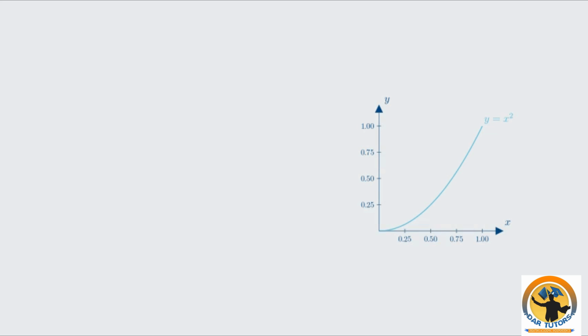Let's try a different rectangle. What if we use the height at the right endpoint x equals 1? This rectangle has a width of 1 and a height of f of 1, which is 1 squared, or 1. Its area is 1 times 1, which is 1. This is clearly an overestimate, as it includes a large area above the curve. So we know the area A is somewhere between 0 and 1. That's not very precise. Let's refine our method.